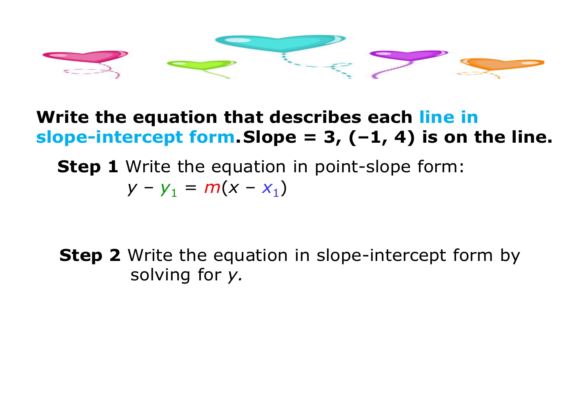So now they want us to write the equation that describes each line in slope-intercept form. And they tell us the slope is 3 and that the point negative 1, 4 is on this line. So I'll walk with you guys for this one. The first thing you need to do when they tell you they want it in slope-intercept form, and you don't have all of the information like the y-intercept and all that stuff, is put it in point-slope form.